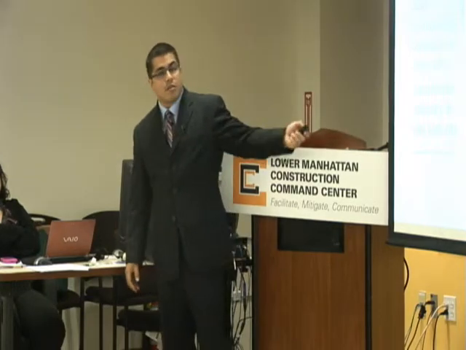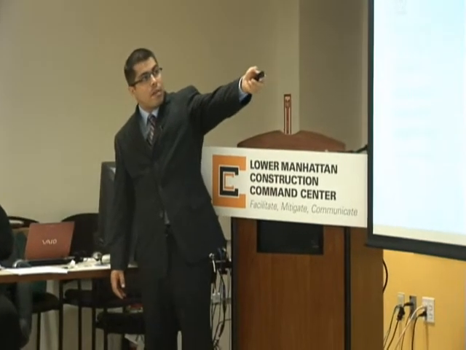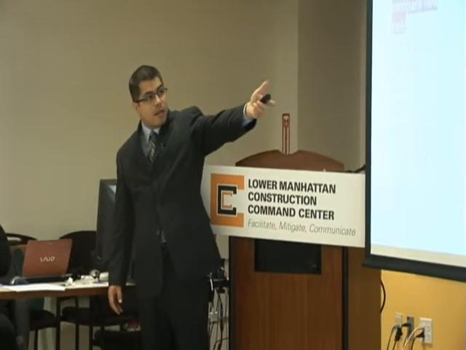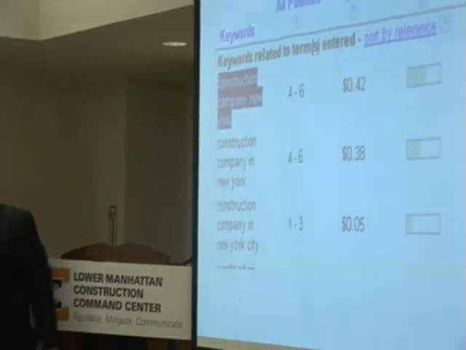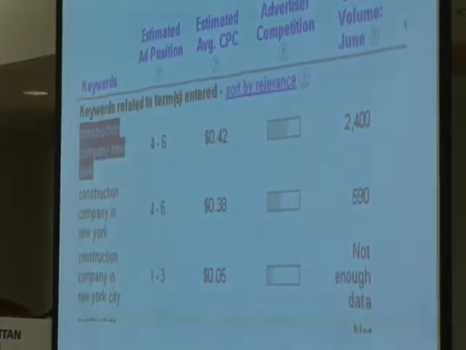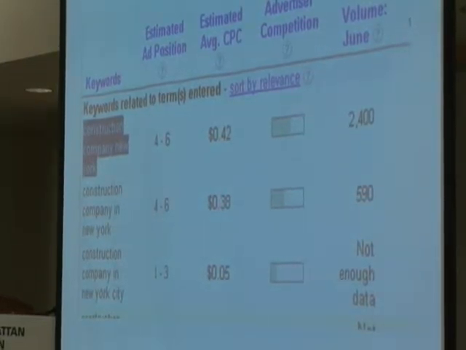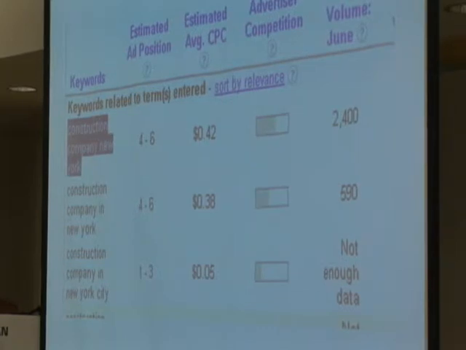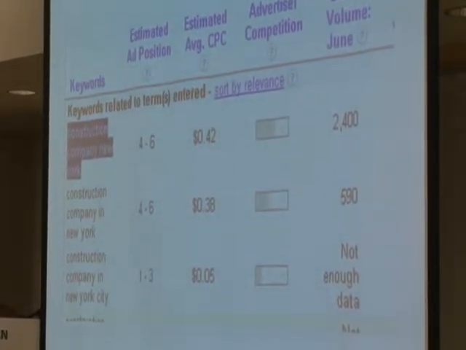This is a screenshot of a market research. Construction company in New York, how much am I going to pay per click? 42 cents. How many people are interested? 2,400. Construction company in New York is different. Construction company in New York City is different. As you can see, there are completely different ways to say the same. That tells you a lot, that you can have different combinations and you can find a good market.